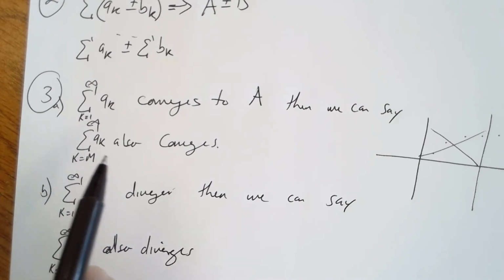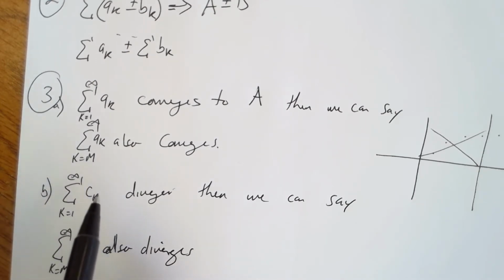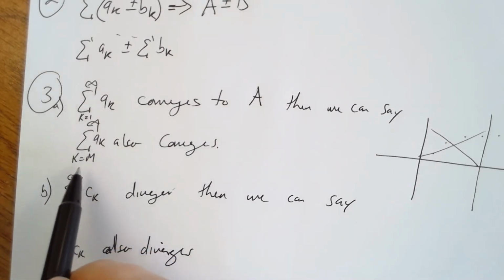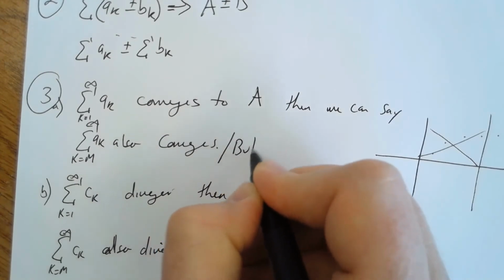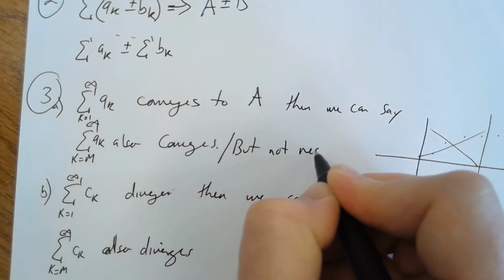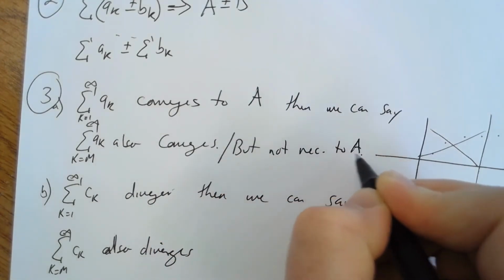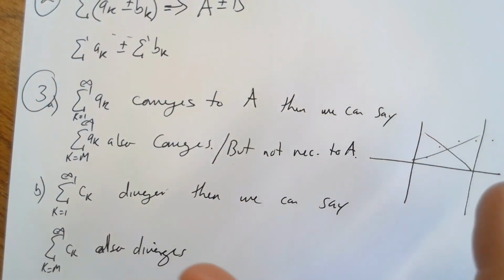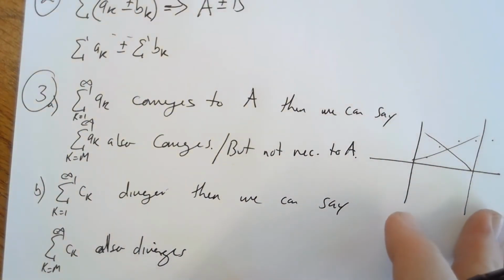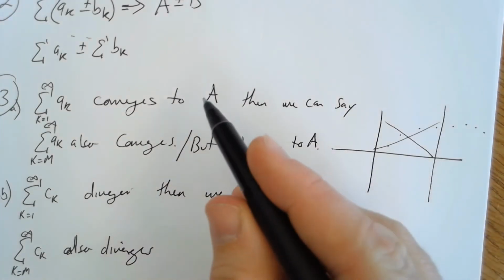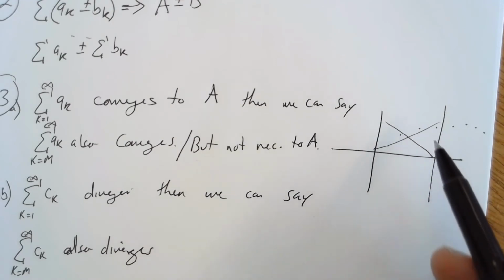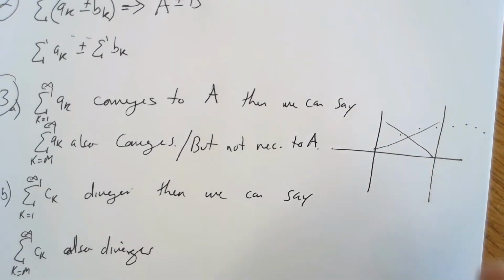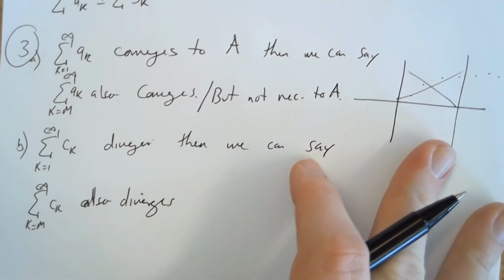If I remove the first 4 or 5 terms, or a finite number of terms, it could be 20, it could be 100, but it has to be a finite number, then k equals m to infinity will also converge, but not necessarily to A. That's important to state: it converges, but it doesn't necessarily converge towards the value of A. It could come really close to it, it could even be it exactly, but if I remove a certain number of terms from the beginning of this series, I can't guarantee it will converge to A. The same can be said for a divergent series.